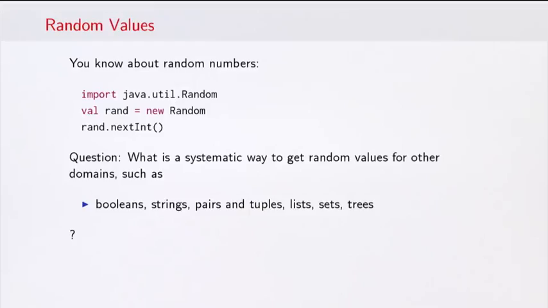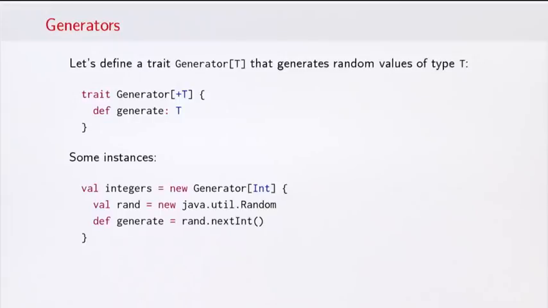So what are random value generators? You know about random numbers from a language like Java. Here you would import java.util.Random, create a new random number generator, take the next random number off with nextInt. A question now is, is there a systematic way to get random values for other domains? For instance, we want random booleans, random strings, random pairs, lists, sets, or trees. So here's a way to do that.